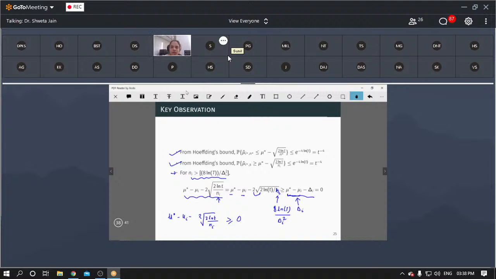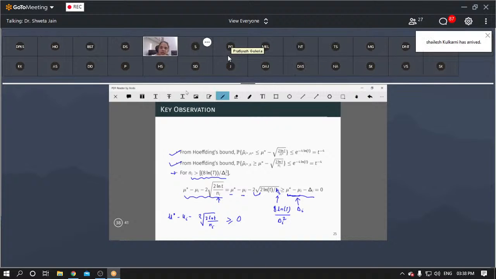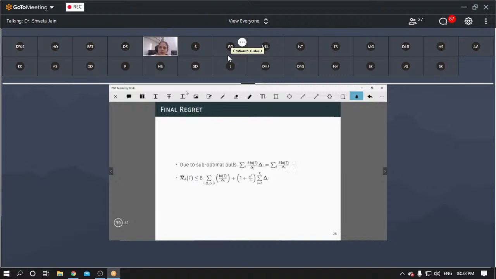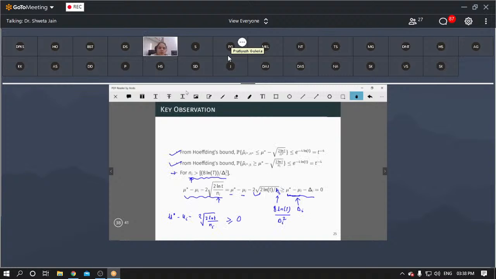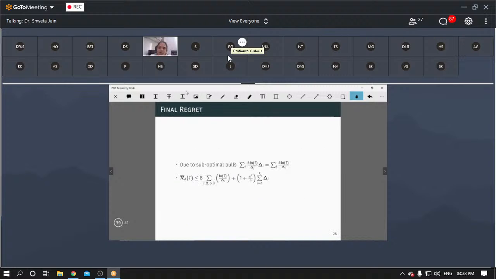Okay, so what does it mean? It means that if I have pulled Ni enough number of times, then that condition will not happen. These conditions will not happen with high probability. Then I can bound my number of suboptimal pulls. What is the number of suboptimal pulls? So after I pull each and every arm at least these many number of times, I don't have to worry about it. The other events are with small probabilities. So I can just sum this entire thing over I.